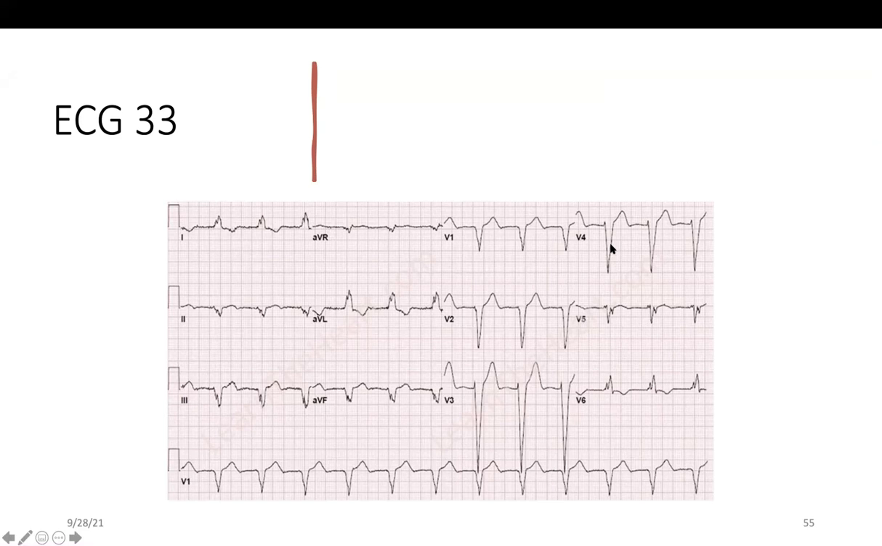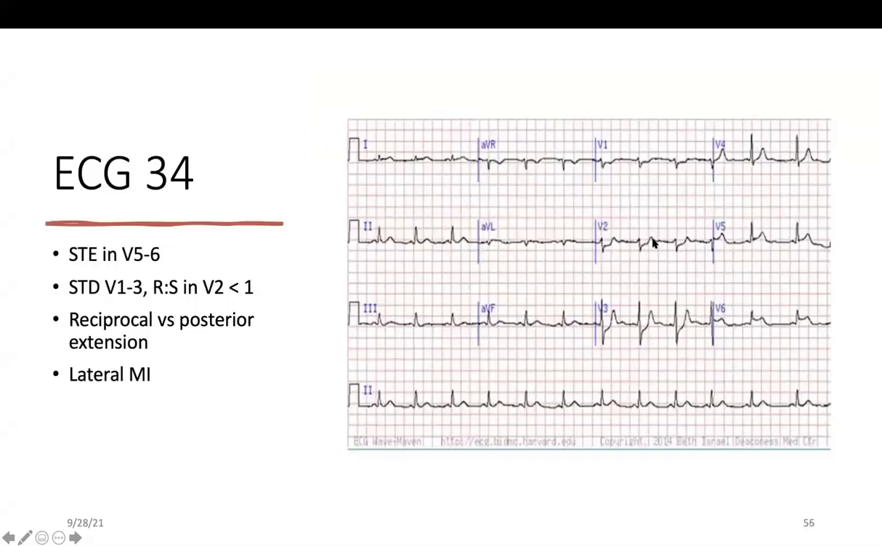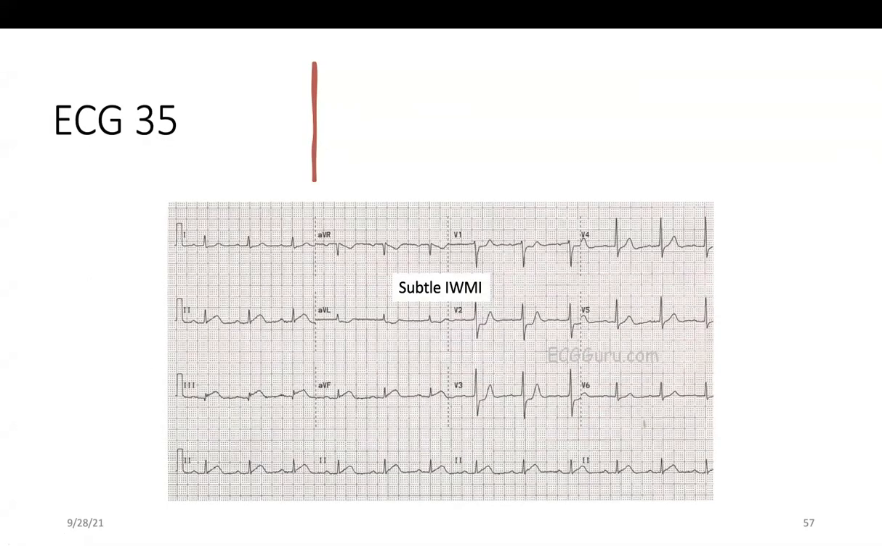What is this? Cabrera sign. And what is this? In 1, AVL, and V6. What do we call it? The notching of the ascending limb of the R wave is called Chapman. And the notching of the ascending limb of the S wave is called Cabrera sign. Okay, that was the diagnosis. Okay, what about this ECG? Come on, somebody read it.